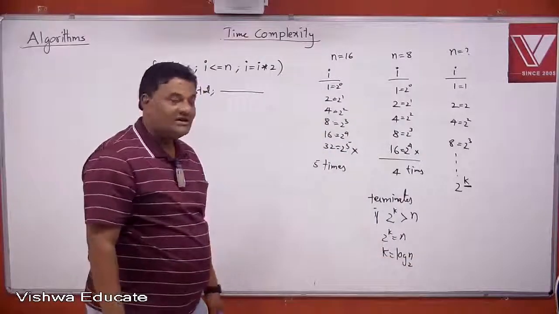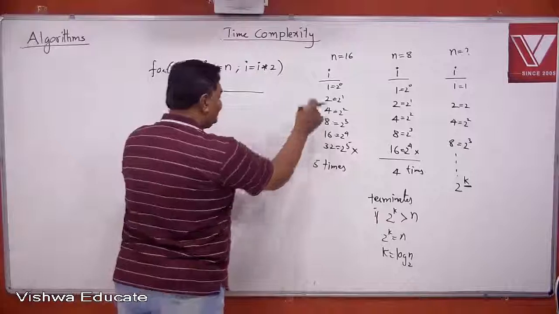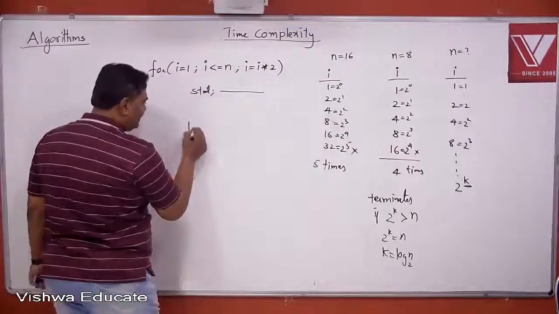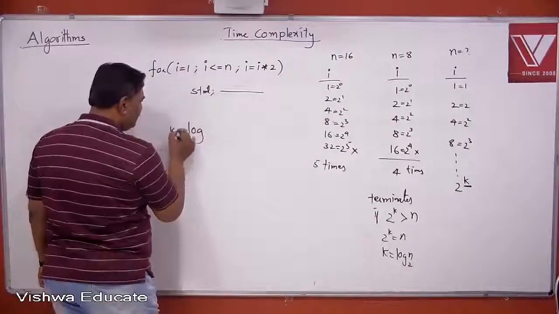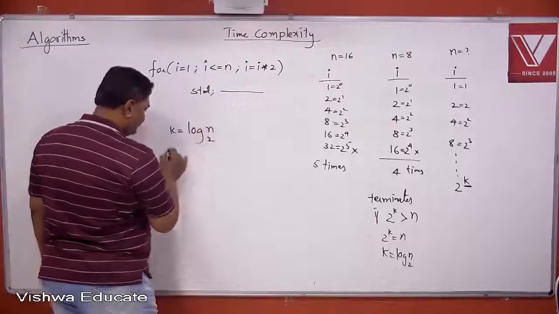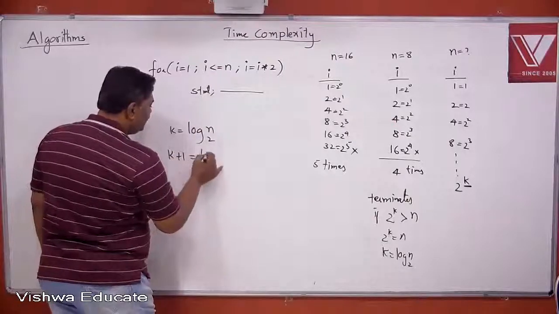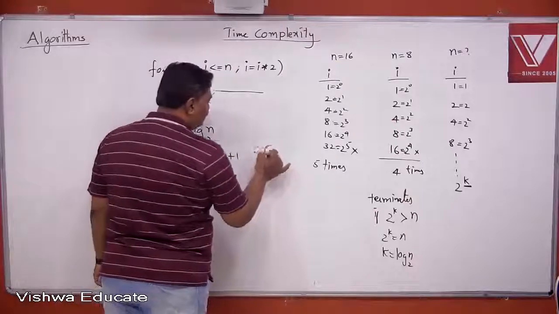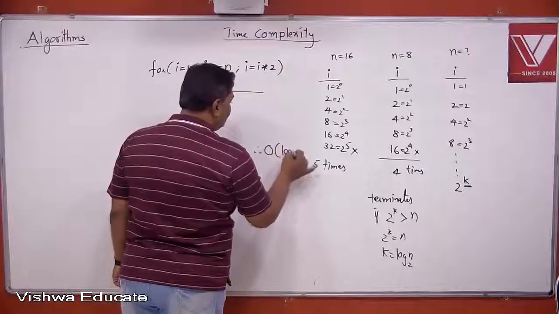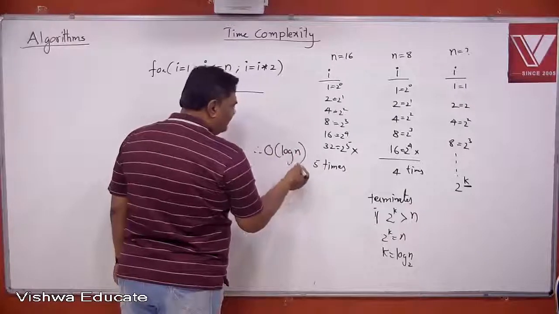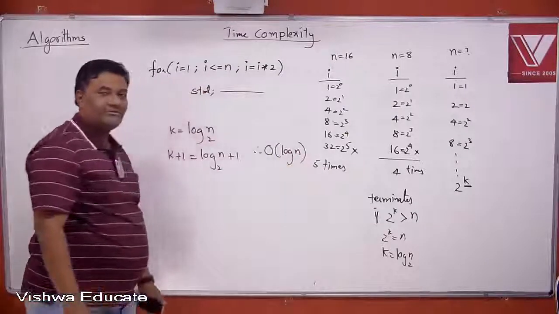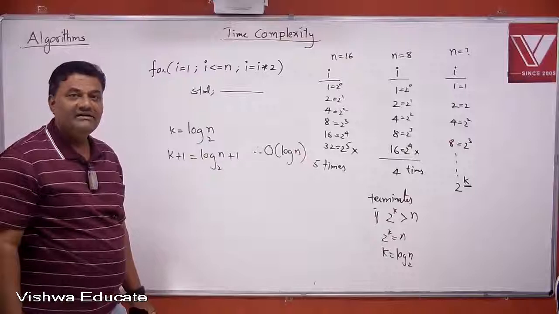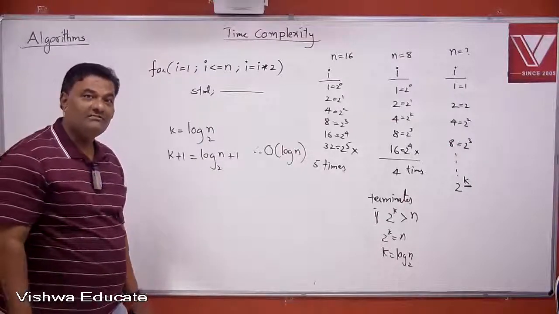Log n base 2. As we observe, it executes k plus 1 times. So k plus 1 is log n base 2 plus 1. Therefore it is order of log n. And by default it is base 2 only. In computer science and analysis we say base 2, log n base 2.